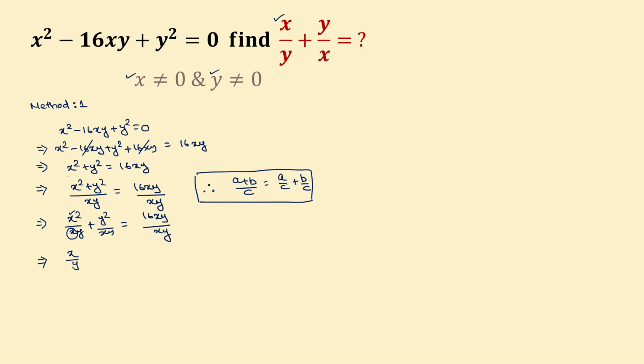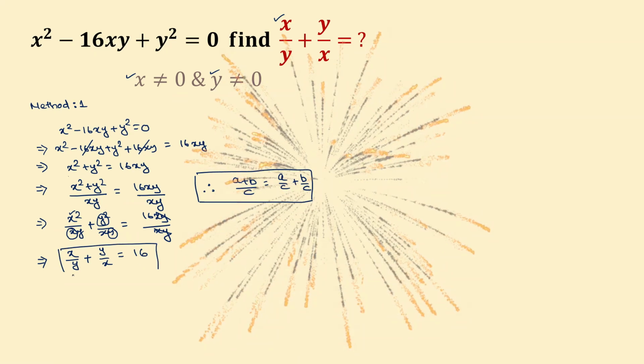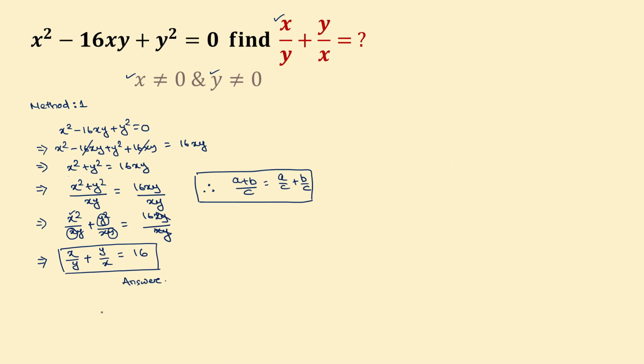Now this denominator x can cancel out one x from the numerator and we can write x by y, plus similarly this denominator y can cancel out one numerator of y. So we can write it as y by x. Here in the right hand side xy will cancel xy, then it will be 16. Now the answer is x by y plus y by x is equal to 16. Isn't it very simple? Let's look into the second method.